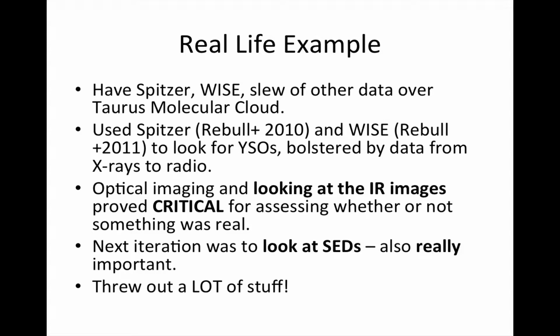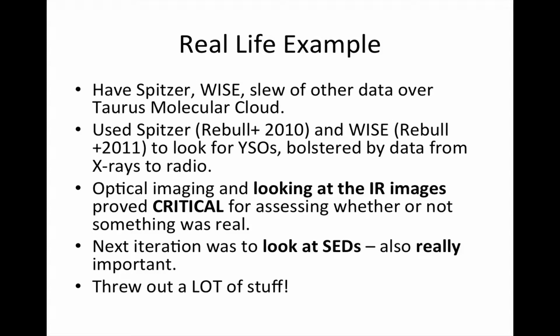So for a real life example in Taurus, I have Spitzer and WISE data as well as a whole bunch of other data from X-rays to radio in the Taurus molecular cloud. So those are the two references from where I used Spitzer and WISE to look for young stars just like you're doing now. The optical imaging that we had when we did this turned out to be absolutely critical for assessing whether or not something was really a young star, which is why you're doing this.